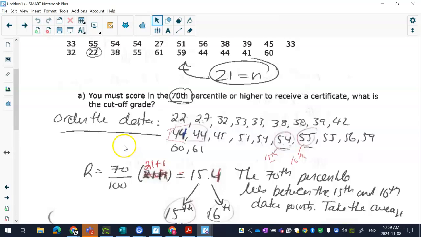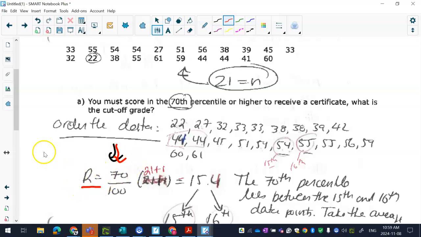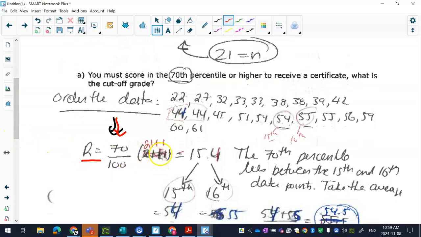So this is different than the last question. What you're going to do is put 70 in here. Let me change the color of that to red. 70 goes here. Okay, so now the question is, what is a score that's in the 70th percentile? You put that into the other equation. So 70 goes here. That's N plus 1. Your answer is 15.4. 15.4 means that a 70th percentile score is somewhere between the 15th and 16th values.